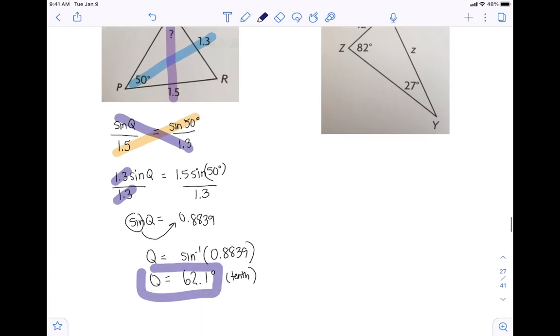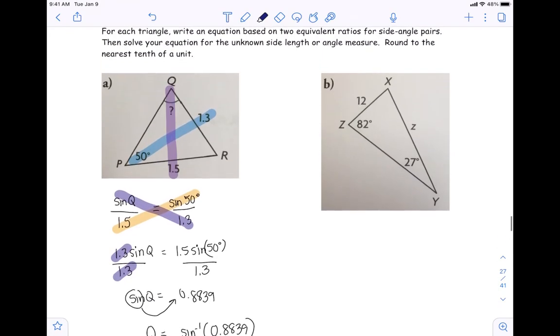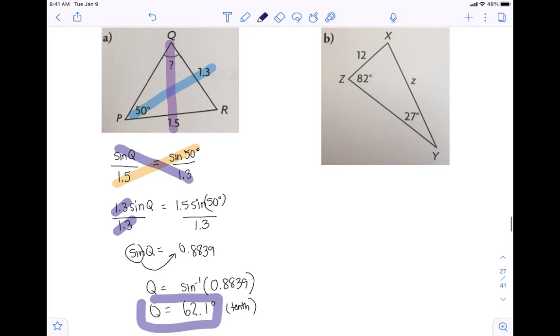Now for our last question for today, for our lesson, we're going to solve for side length z. Okay, so we need to find z. Whenever you're looking for a side length, you put it at the top of your fraction. Before, we were looking for an angle, so we put the angle at the top with sine. So z is going to go at the top.